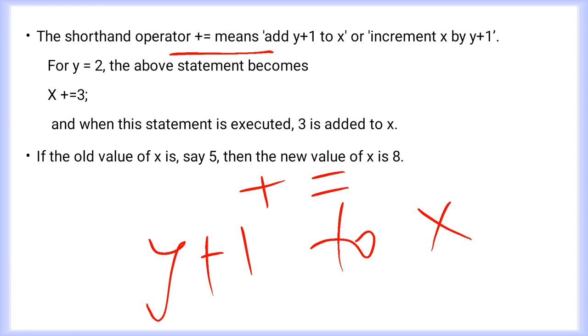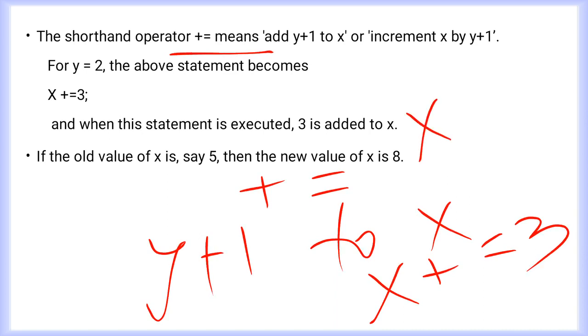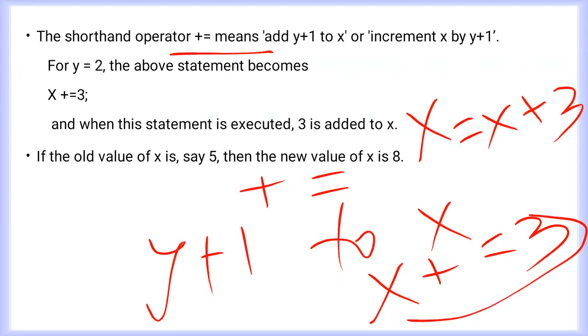In this example, if you give y is equal to 2, then x plus is equal to 3, and when the statement is executed, 3 is added to x. That is, x plus is equal to 3 means x is equal to x plus 3. So if the old value of x is 5, then the new value of x is 8, because x already had 5 and now 3 will be added. So 5 plus 3 is equal to 8.